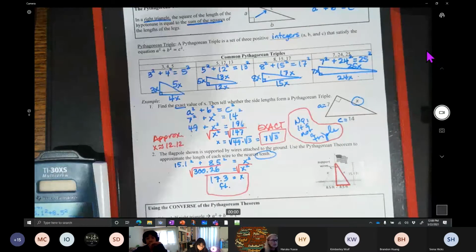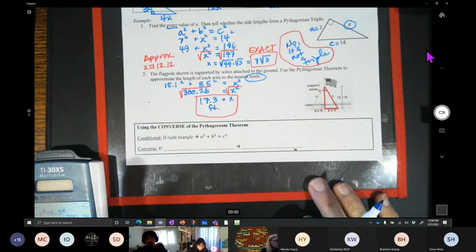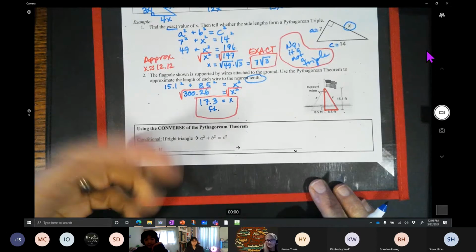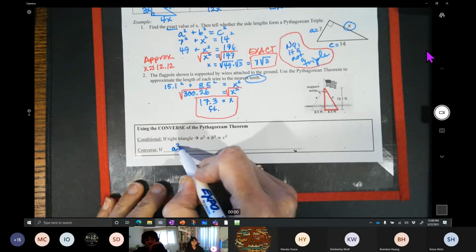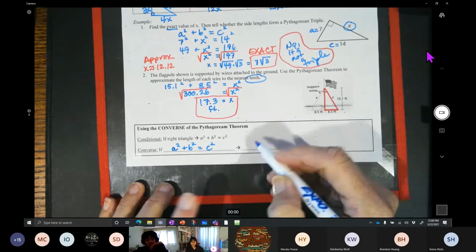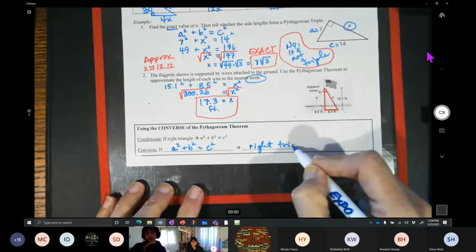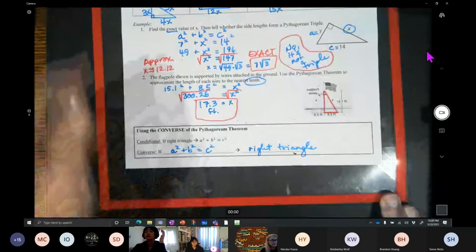Okay, so you probably know this already, even though it begs to be said, there is a converse of this. If we have a right triangle, then we get the relationship of a squared plus b squared equals c squared. That's your conditional. However, the opposite is true. If you have a squared plus b squared equals c squared, then you get a right triangle. So it's like a way to prove it. As you know, we love our proofs.